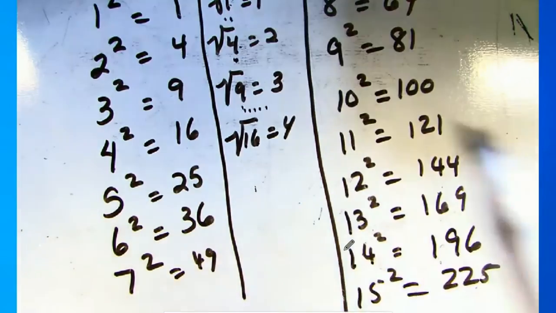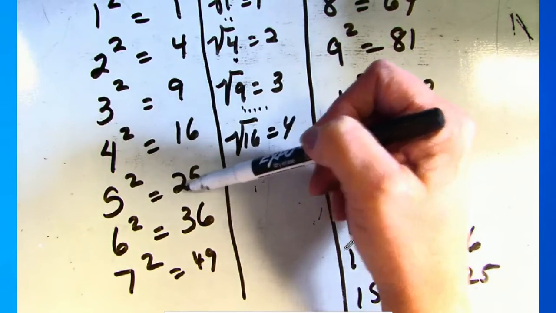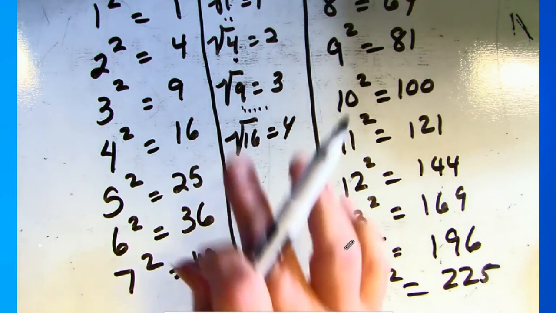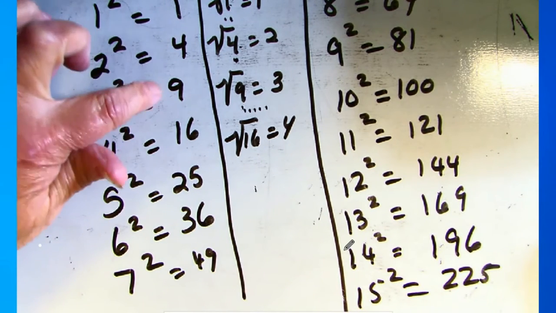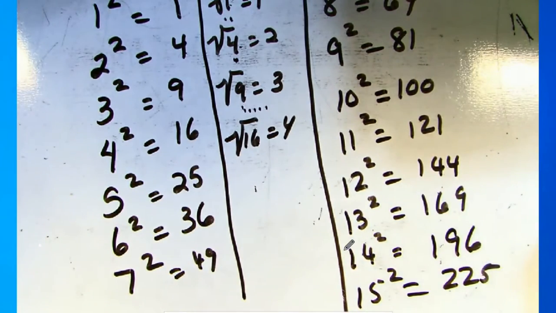So when we talk about a perfect square, 1, 4, 9, 16, 25, and so forth, these are perfect squares. They are made of multiplying a number times itself. Square roots are what times what equals that number. You can only take square roots of perfect squares. So you can only take square roots of 1, 4, 9, 16, 25, 36, 49, 64, and so forth.